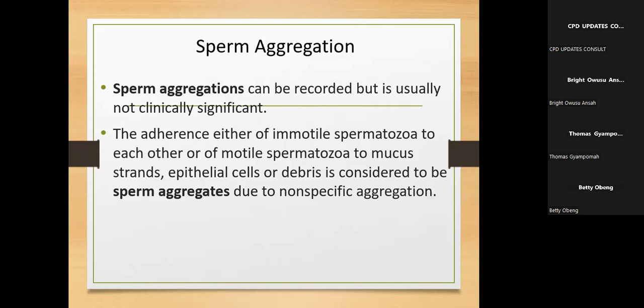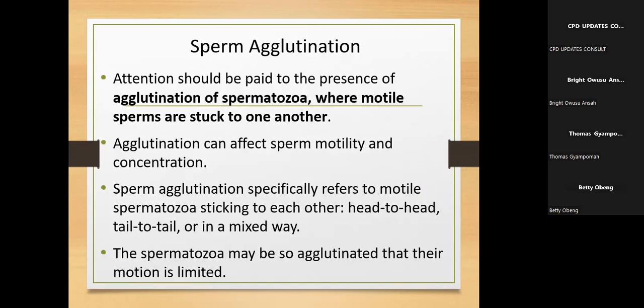They don't mean anything. What is clinically significant is what we call sperm agglutination. So attention should be paid to the presence of agglutination of spermatozoa, where motile sperms are stuck to one another. Remember we said that when you have motile sperms stuck to some debris or some epithelial cells or something else, especially mucus. Remember we said that if you do a wet mount and there is incomplete liquefaction, you could see mucus strands, some kind of a fiber of a sort. And you see that these are mucus strands, and they could entrap some sperm movement.